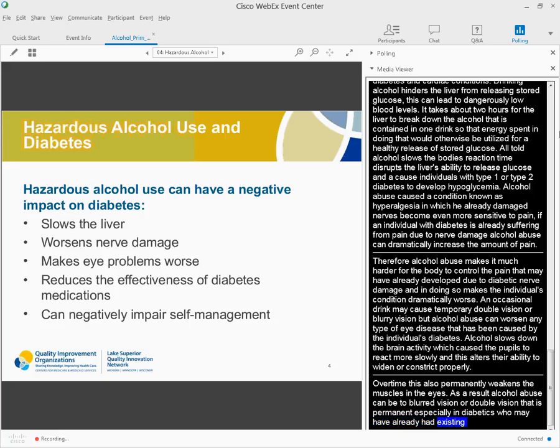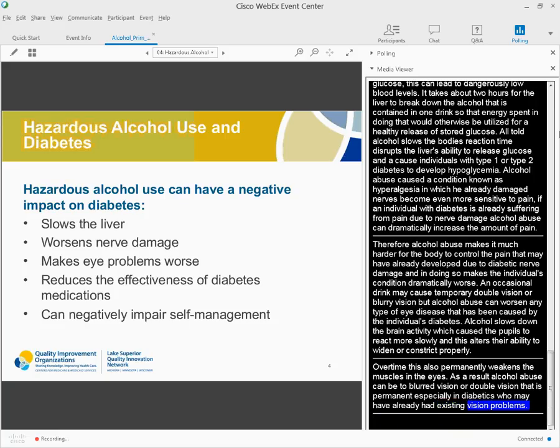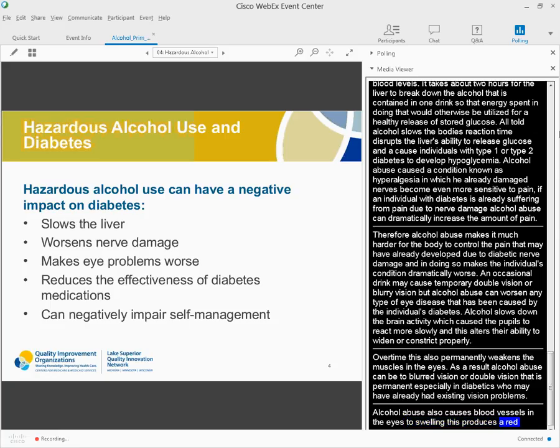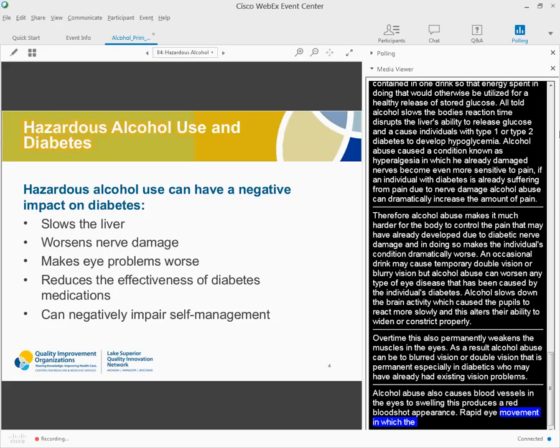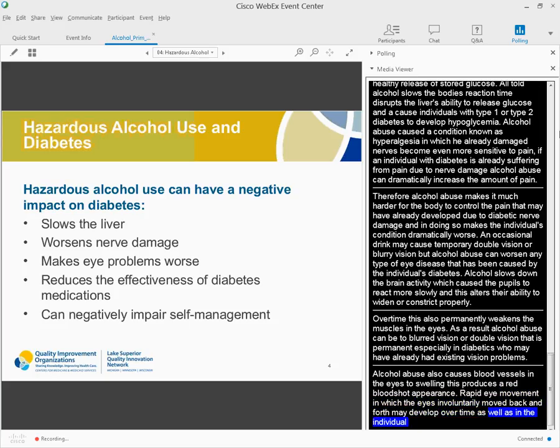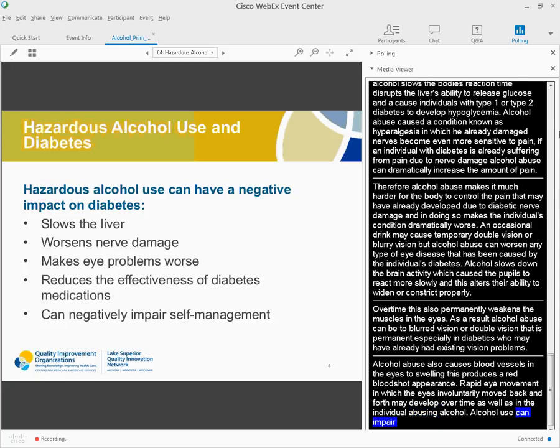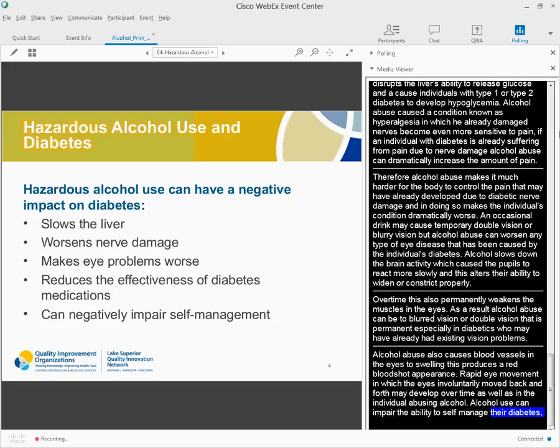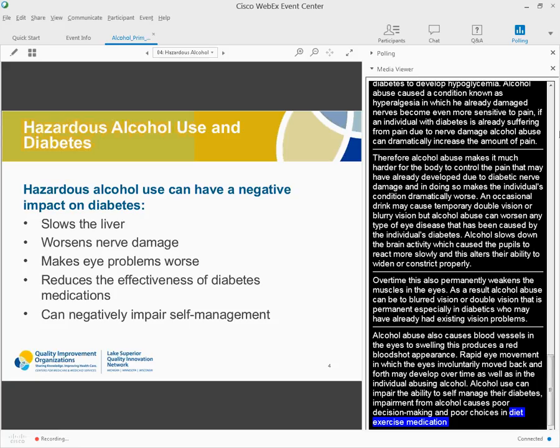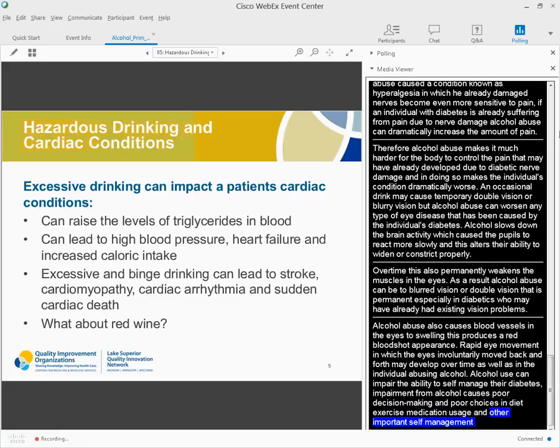Alcohol abuse also causes blood vessels in the eyes to swell, and this produces a red, bloodshot appearance. Rapid eye movement, in which the eyes involuntarily move back and forth, may develop over time in the individual abusing alcohol. Finally, alcohol can impair the individual's ability to self-manage their diabetes, right? Impairment from alcohol causes poor decision-making and poor choices in diet, exercise, medication usage, and other important self-management skills. Go to the next slide, and we'll talk about that as it relates to persons with diabetes.